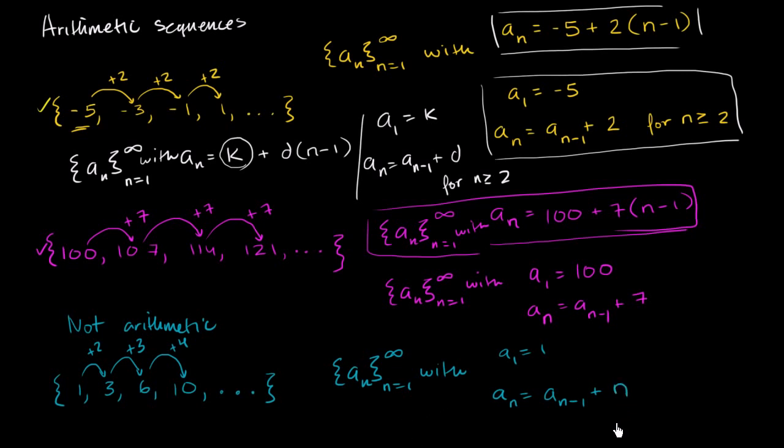So this looks close, but notice here we're changing the amount that we're adding based on what our index is. We're adding the amount of index to the previous term. And so this is for n greater than or equal to 2. While for an arithmetic sequence, we're adding the same amount regardless of what our index is. Here we're adding the index itself. So this one is not arithmetic, but it's an interesting sequence nonetheless.